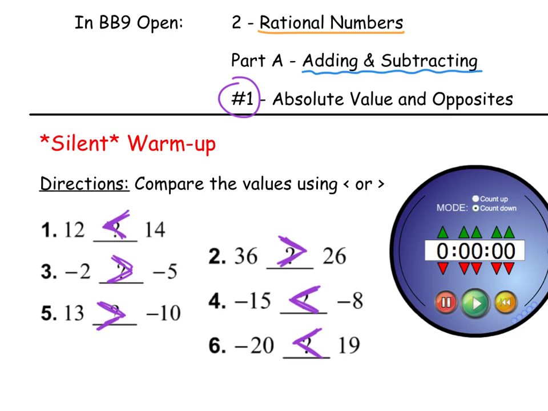So if you'll notice, 12 is less than 14. For number 2, 36 is greater than 26. For number 3, negative 2 is greater than negative 5. This one probably got some people. Remember, the closer to 0, the bigger the number. Number 4, negative 15 is less than negative 8. That's kind of like number 3, closer to 0, the bigger the number. Number 5, 13 is greater than negative 10. And number 6, negative 20 is less than 19.